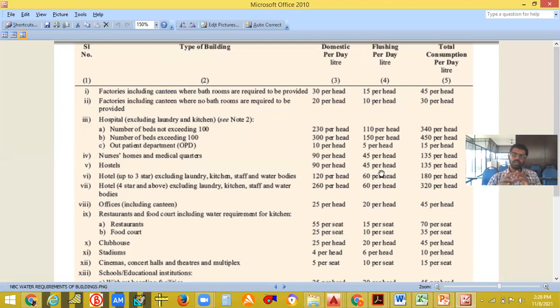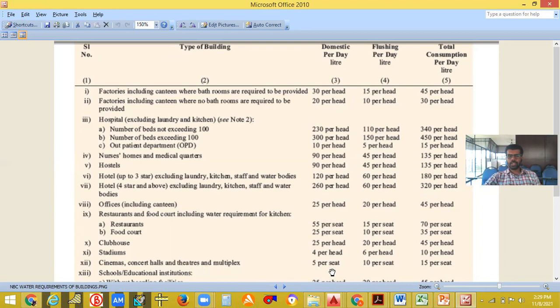So according to this, it will differ, with the number of people differing, or the liters per head differing. For a hospital, it is 230 liters. One day 230 liters is being used. For flushing purpose 110 is being used. In cinema theaters, concert halls and theaters, it is only 5 per seat. It is counted per seat only. How many seats are there, with respect to that, only for domestic purpose they are using only 5 liters.